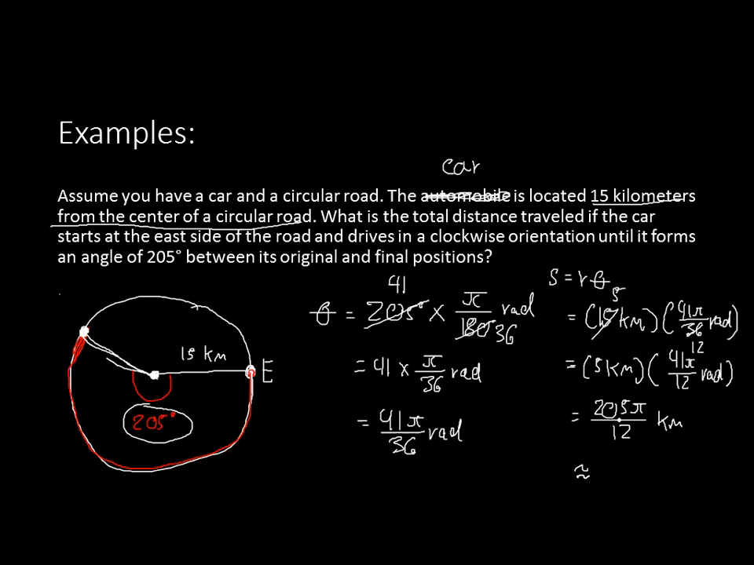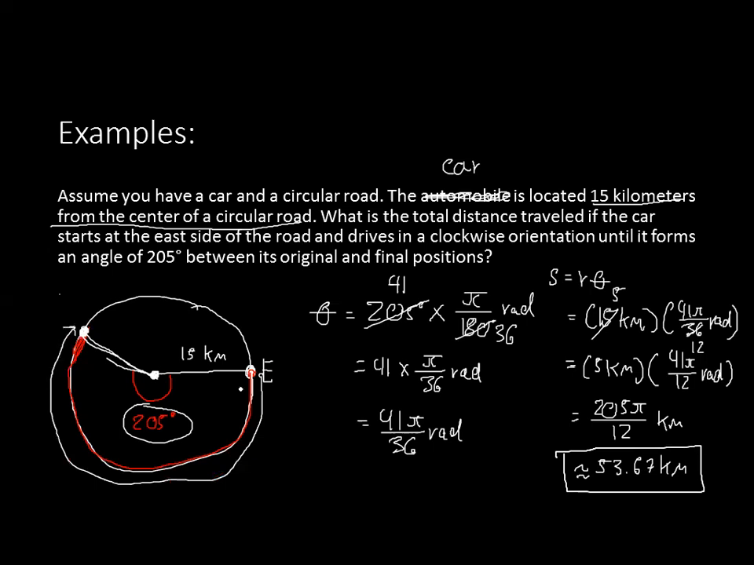So 205 pi divided by 12, you will have approximately 53.67 kilometers. And this is your final answer. So that means you traveled 53.67 kilometers, starting from east, going here. You traveled 53.67 kilometers. And that is all, guys.